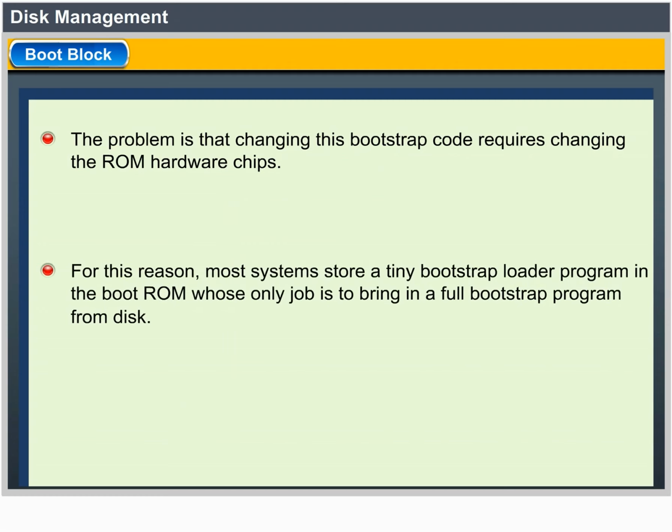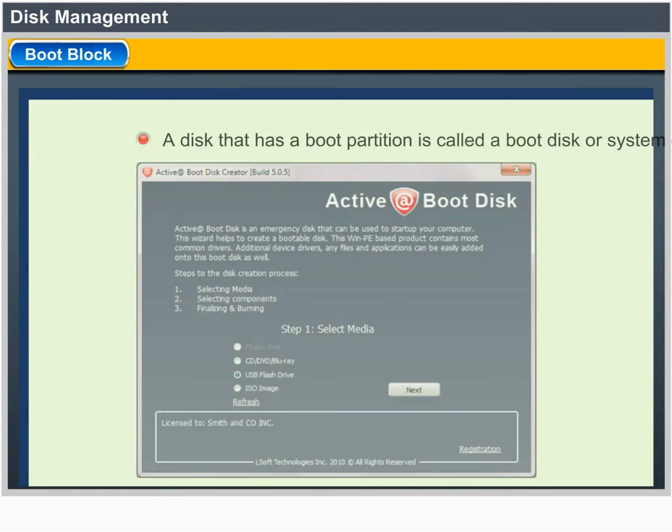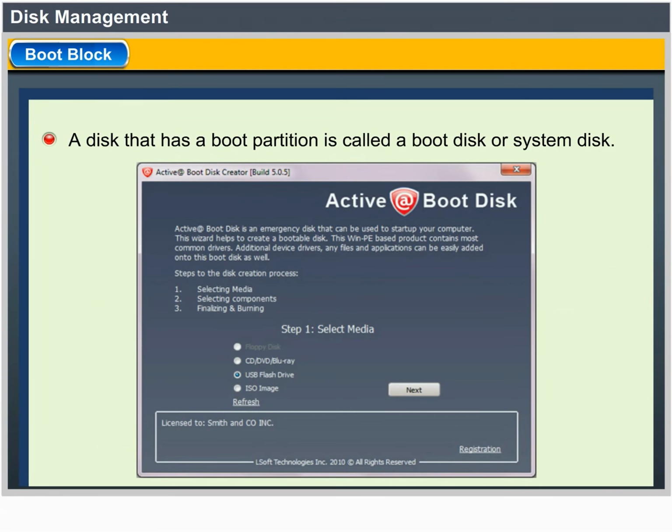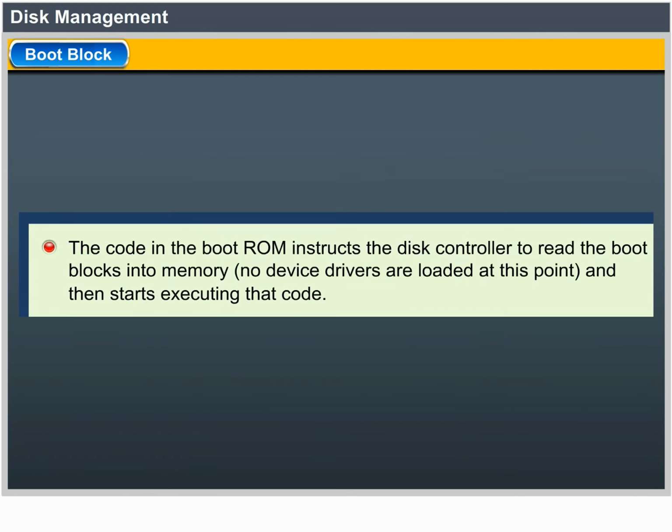For this reason, most systems store a tiny bootstrap loader program in the boot ROM whose only job is to bring in a full bootstrap program from disk. The full bootstrap program can be changed easily. A new version is simply written onto the disk. The full bootstrap program is stored in the boot blocks at a fixed location on the disk. A disk that has a boot partition is called a boot disk or system disk. The code in the boot ROM instructs the disk controller to read the boot blocks into memory. No device drivers are loaded at this point, and then it starts executing that code.